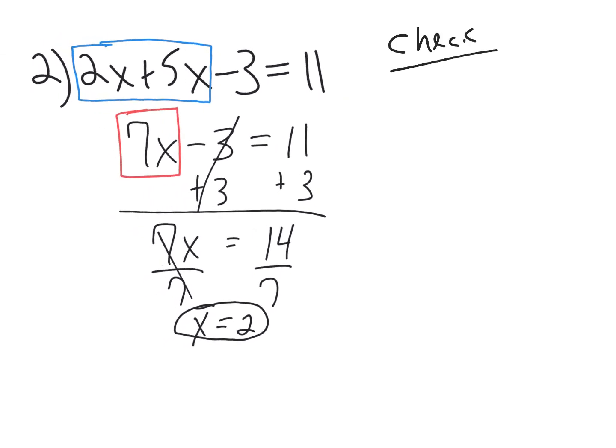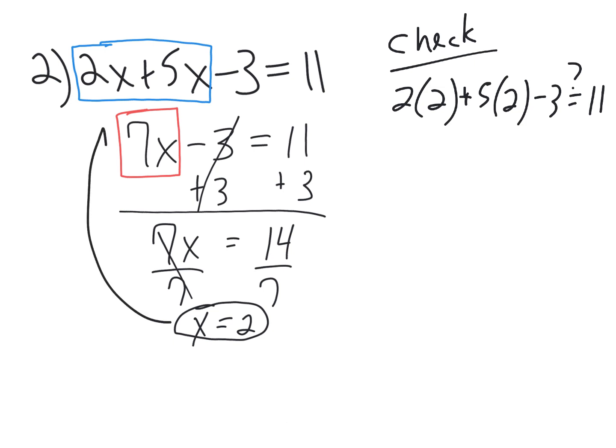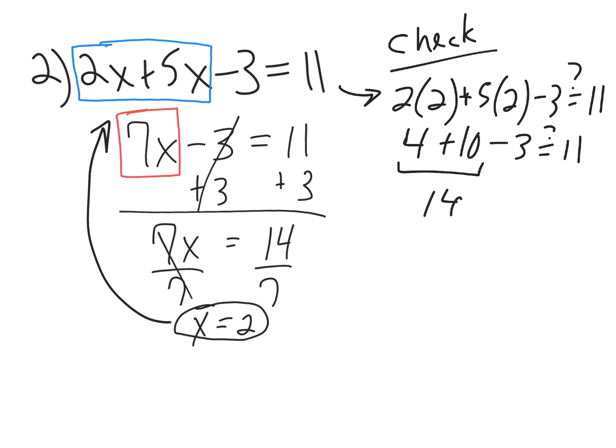Just like we did on the last problem, if you have time, you could go back and check this answer. The difference here is that we have 2 places we would be substituting in for our x because we had 2 different terms. So once we get that, substitute it back in. We know we have to do multiplication before we add or subtract anything, so we just do the multiplication and then add and subtract from left to right, so 4 plus 10 is 14, and then 14 minus 3 is equal to 11, and so I know I have the correct answer to that problem.